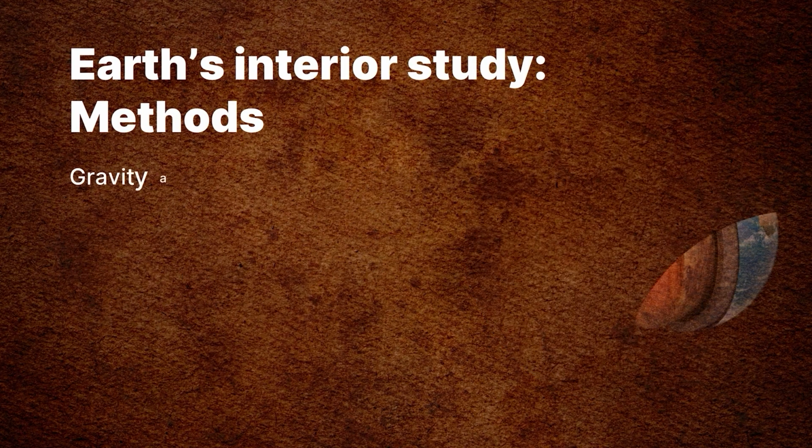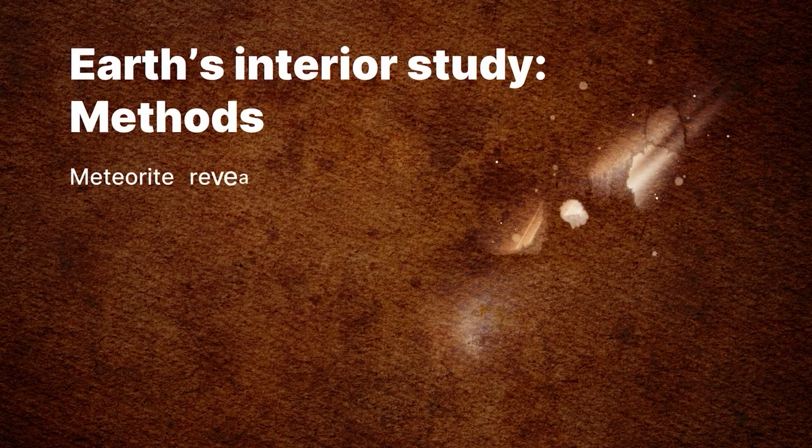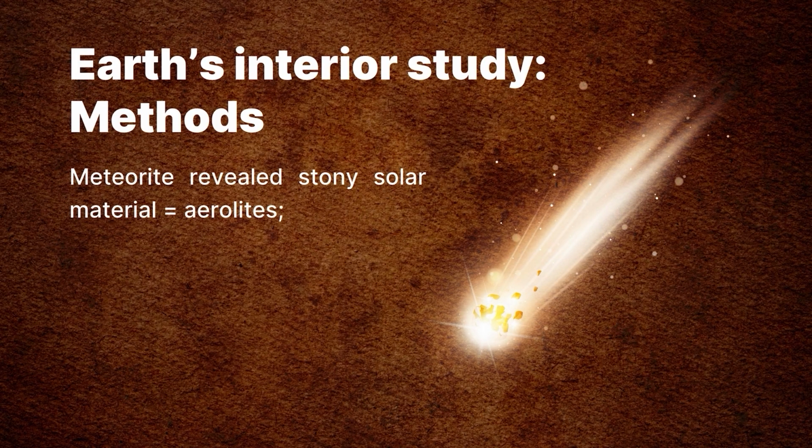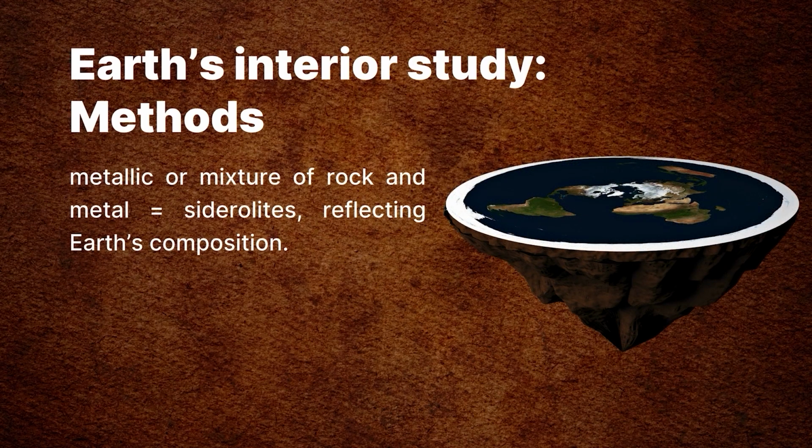Now, Earth's interior study methods. What are the methods employed in the study of the Earth? The gravity and magnetic anomaly method suggests mass and material distribution in the crust. Meteorites are another important material by which we can study the interior of the earth. The meteorites revealed stony solar material, which is called aerolites, and metallic or mixtures of rock and metal, which is called siderite, reflecting Earth's composition.